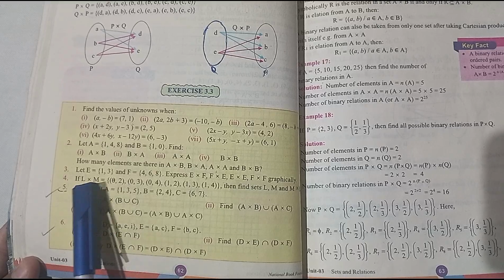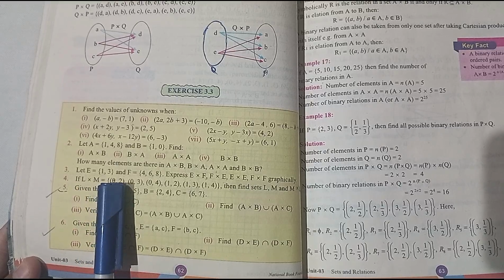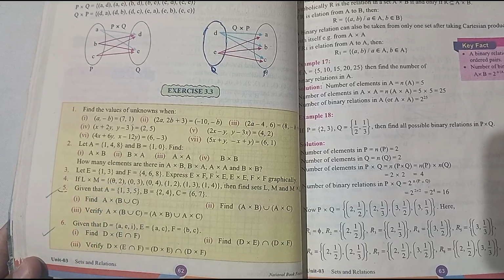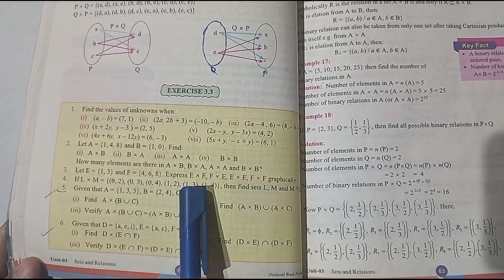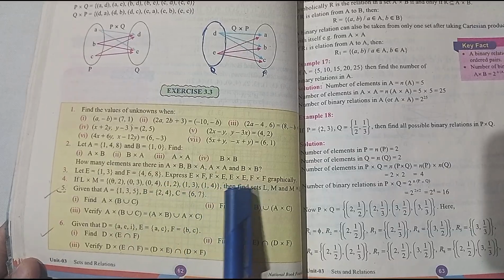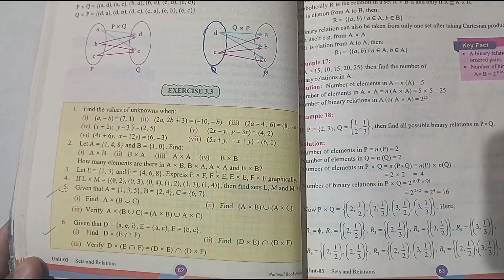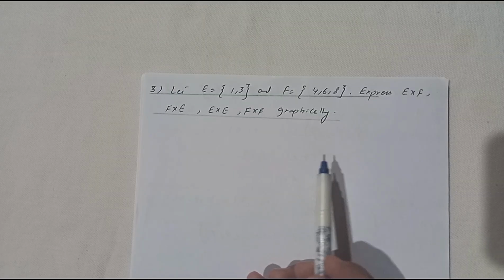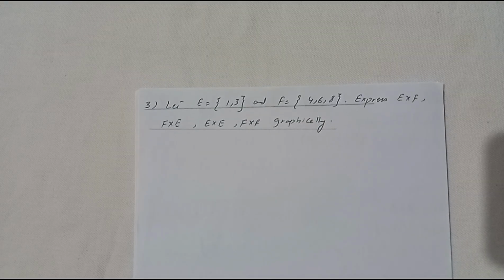Question number 3: let E equal the set of elements 1, 3 and F equal the set of elements 4, 6, 8. Then express these cross products graphically. So here first we find all the cross products and then we express them on graph paper.